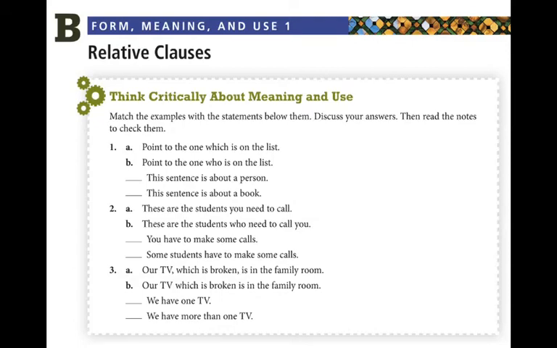Chapter 10, Part B, Form, Meaning, and Use 1, Relative Clauses. Think critically about meaning and use. Let's match the examples with the statements below.